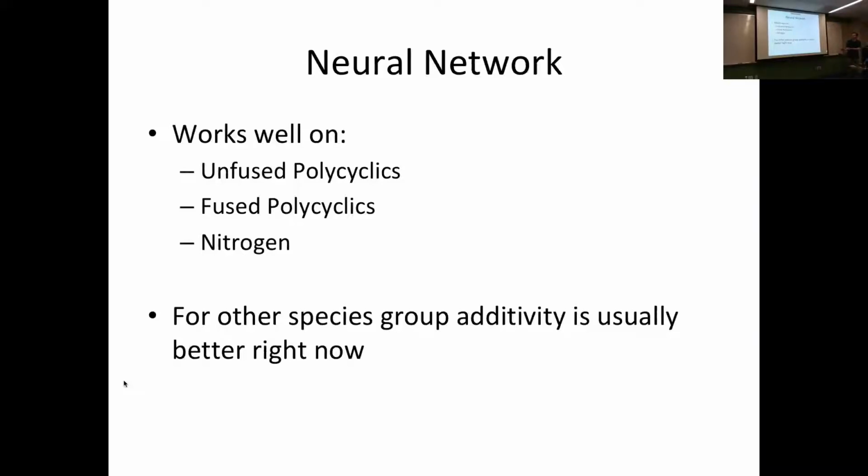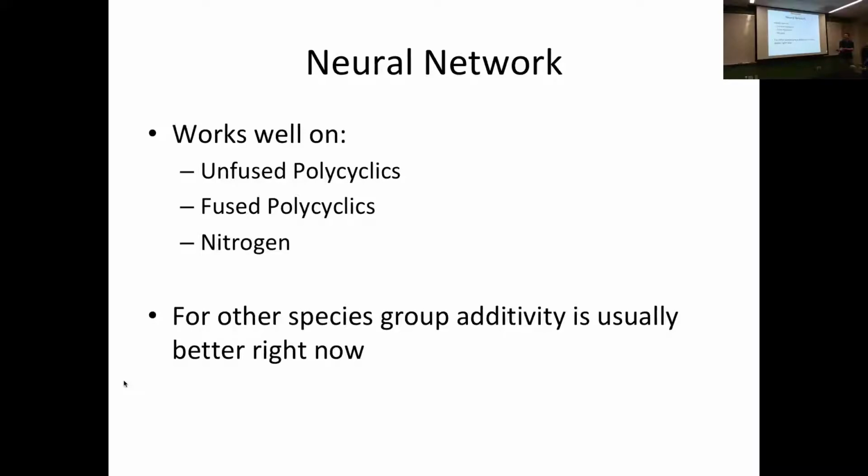So, the summary, and this is absolutely the most important part to understand, is that the neural net works really well on unfused polycyclics and fused polycyclics. It's also a bit better than group additivity on nitrogen species, and for really oxygenated stuff, it's not too bad either. But for other species, currently group additivity is better, primarily because we don't have a lot of the data that Benson was trained on. We haven't gotten around to compiling it all together and training it on the full set of data yet.